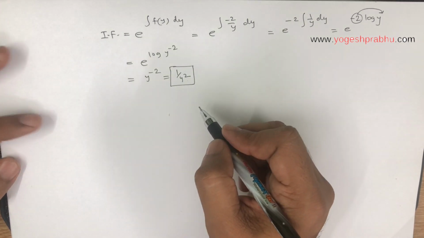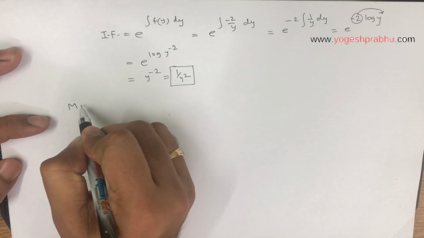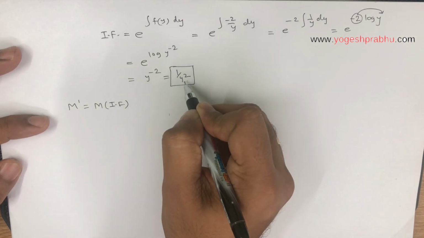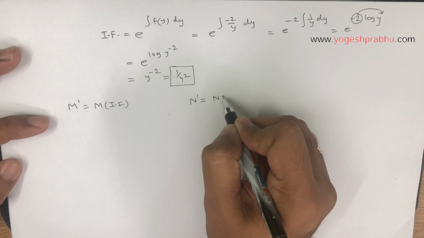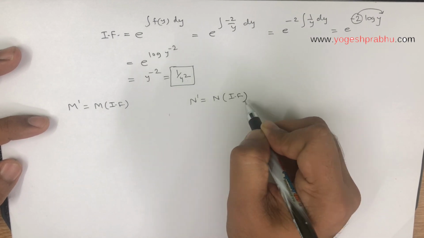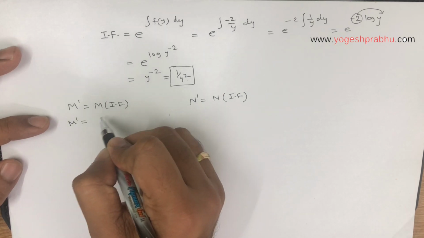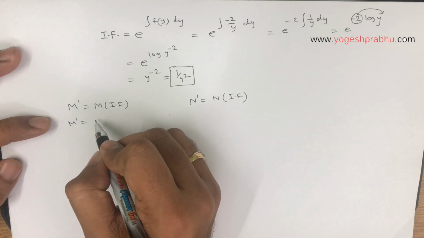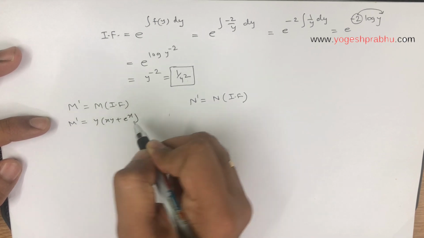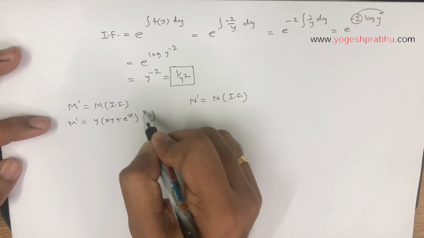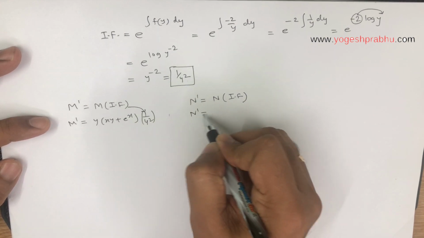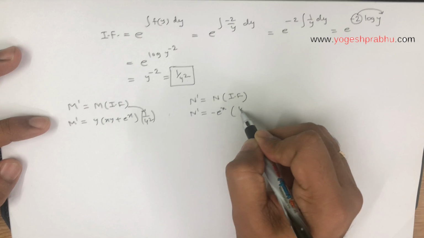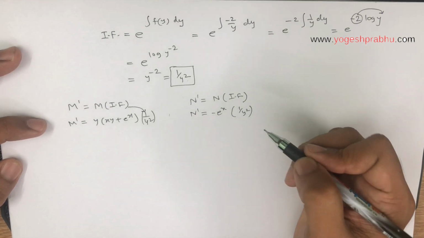As soon as I find the integrating factor, the next thing you will do is find new values of M and N, and let us call them M dash and N dash. M dash is nothing but M into the integrating factor that we just found, and N dash is N into the integrating factor. I'm just going to copy the values of M from the question itself. The value of M was y(xy + e to the x), and the integrating factor is 1 over y square, so I multiplied that integrating factor here. Similarly, N was negative e to the x, and I'll multiply that with the integrating factor 1 over y square. Let us simplify this more.